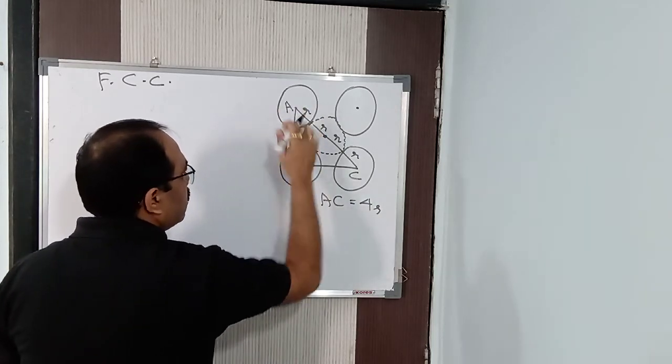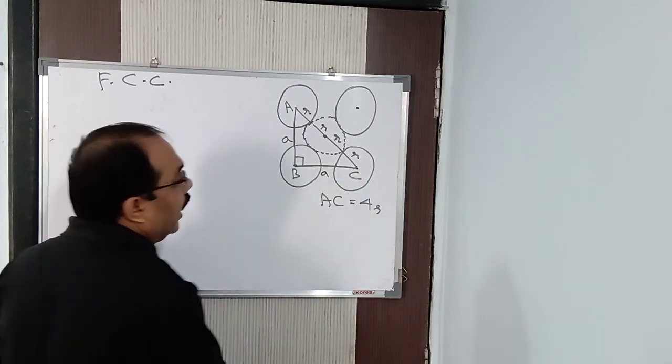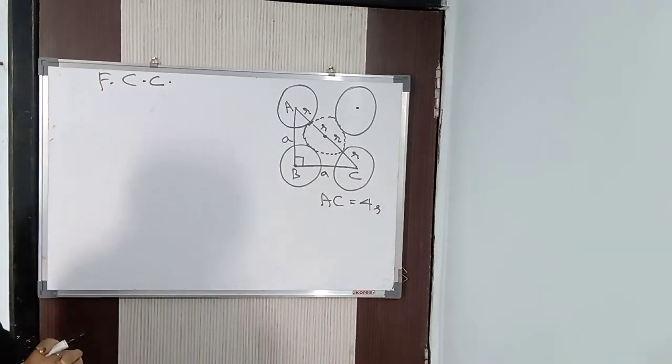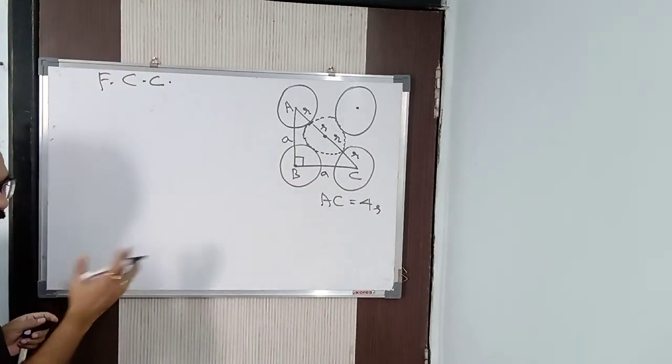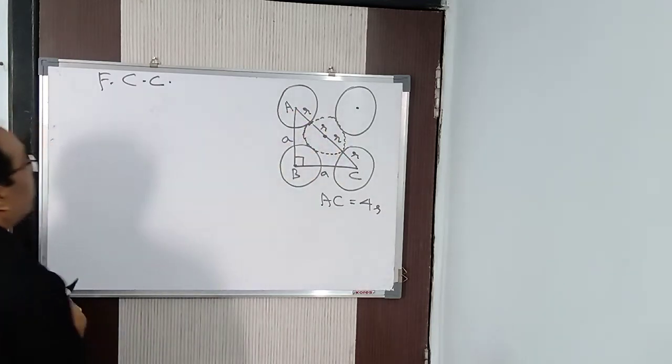And here AB is nothing but A, the edge of the unit cell, and BC is also A, the edge of the unit cell. The edge of the unit cell is what? I have already said to you, that is A. Here the atoms at the corner are not touching each other, mind it.